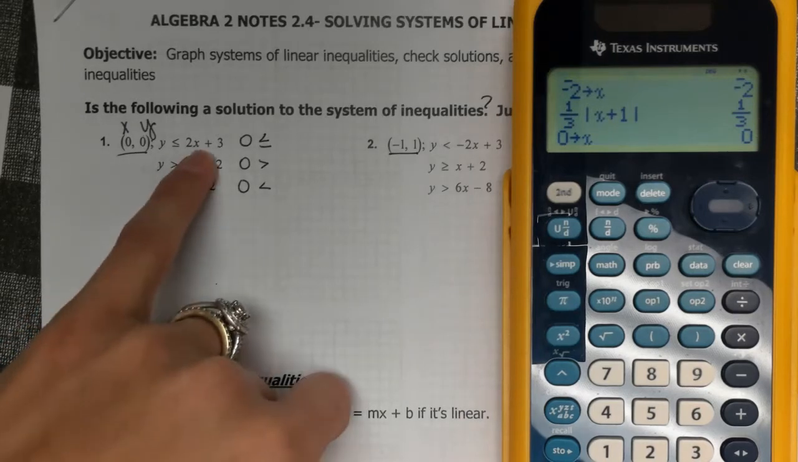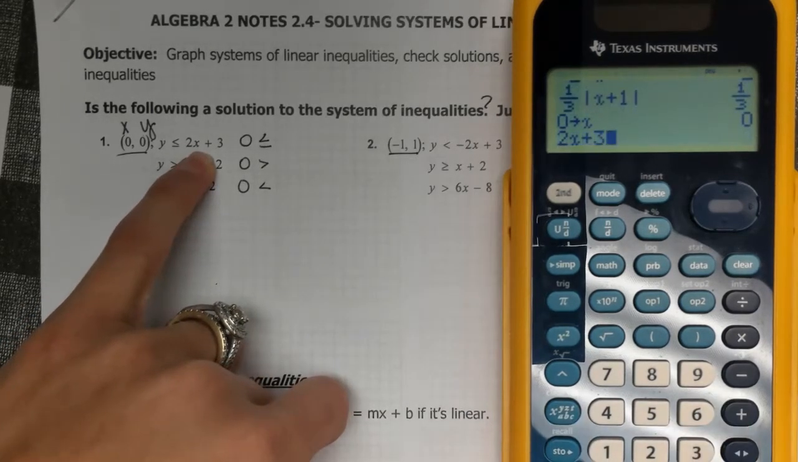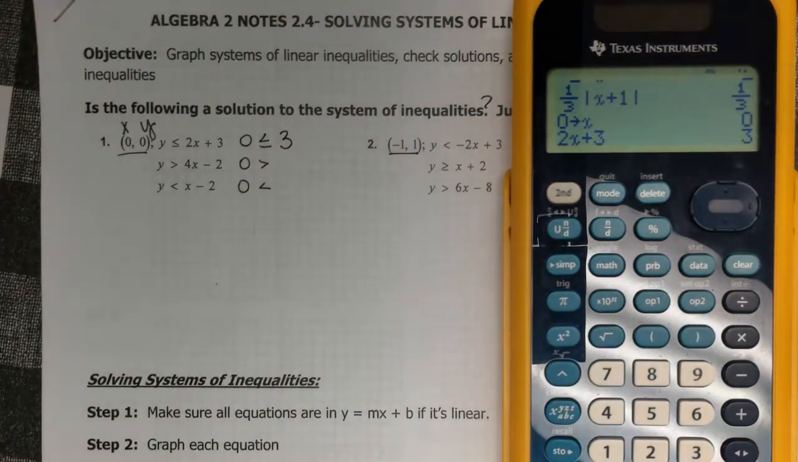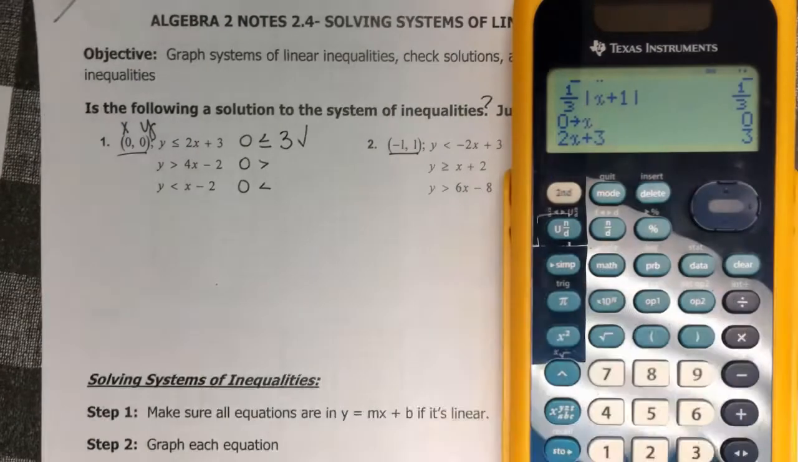And then I'm going to type the right side of my inequality. So 2x plus 3, that gives me 3. So I need to read it and see if it makes sense. Is 0 less than or equal to 3? Don't get hung up on the equal to. So look at the 0 is less than 3. Is that true? Yes, so it's true for the first one.